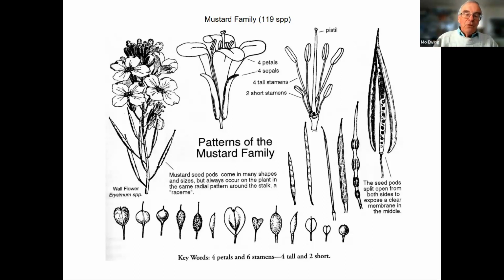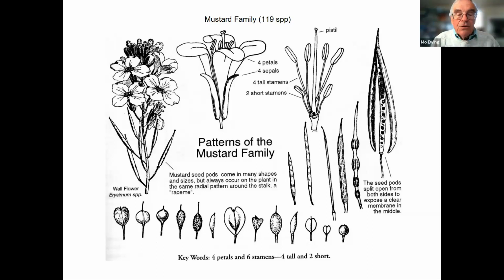Okay. So the keywords here are 4 petals and 6 stamens, 4 tall and 2 short. And what that means is the flower has 4 petals, which you can see here. And it has 6 stamens, 1, 2, 3, 4, 5, 6. Remember, these are the male parts. 4 tall and 2 short.